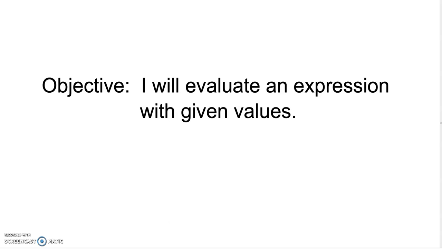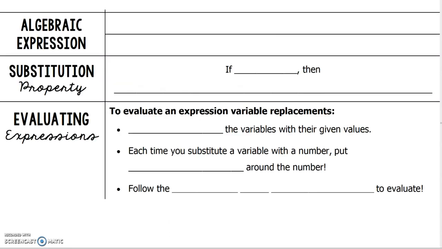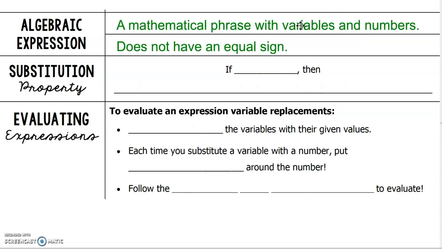In this video, we will evaluate expressions with given values. First, let's define what an algebraic expression is. An algebraic expression is a mathematical phrase with variables and numbers. It does not have an equal sign. Notice that word phrase. That's going to be really important here.